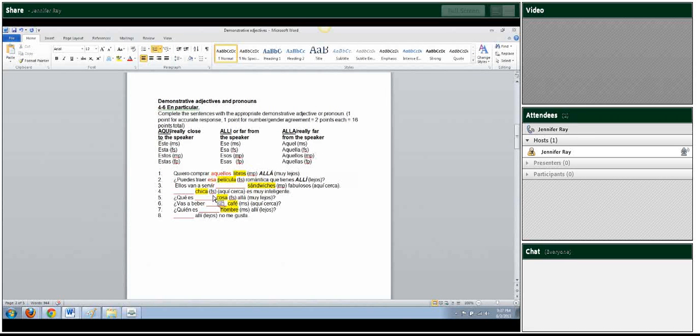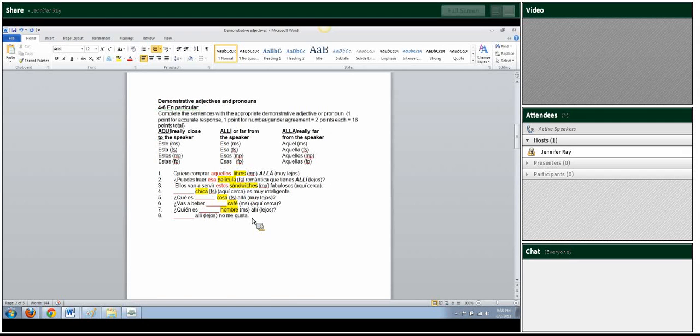Ellos van a servir blank sandwiches fabulosos. We've got aquí cerca, so if it's aquí, my options are este, esta, estos, estas. Sandwiches is masculine and plural. Este is masculine singular, I can get rid of it. Doesn't match. Estas feminine singular, masculine plural, doesn't match. Estos is masculine plural. Sandwich is masculine plural. It matches, so I'm going to get rid of this.